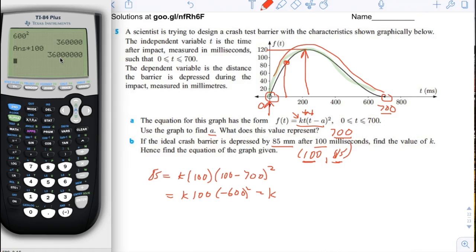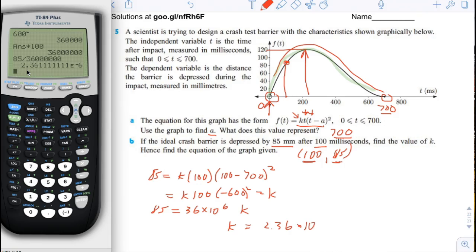36 million. Okay. So we got 85 equals 36 million times k. So k is equal to 85 divided by 36 million. So the answer is 2.36 times 10 to the negative 6th. So that's k.